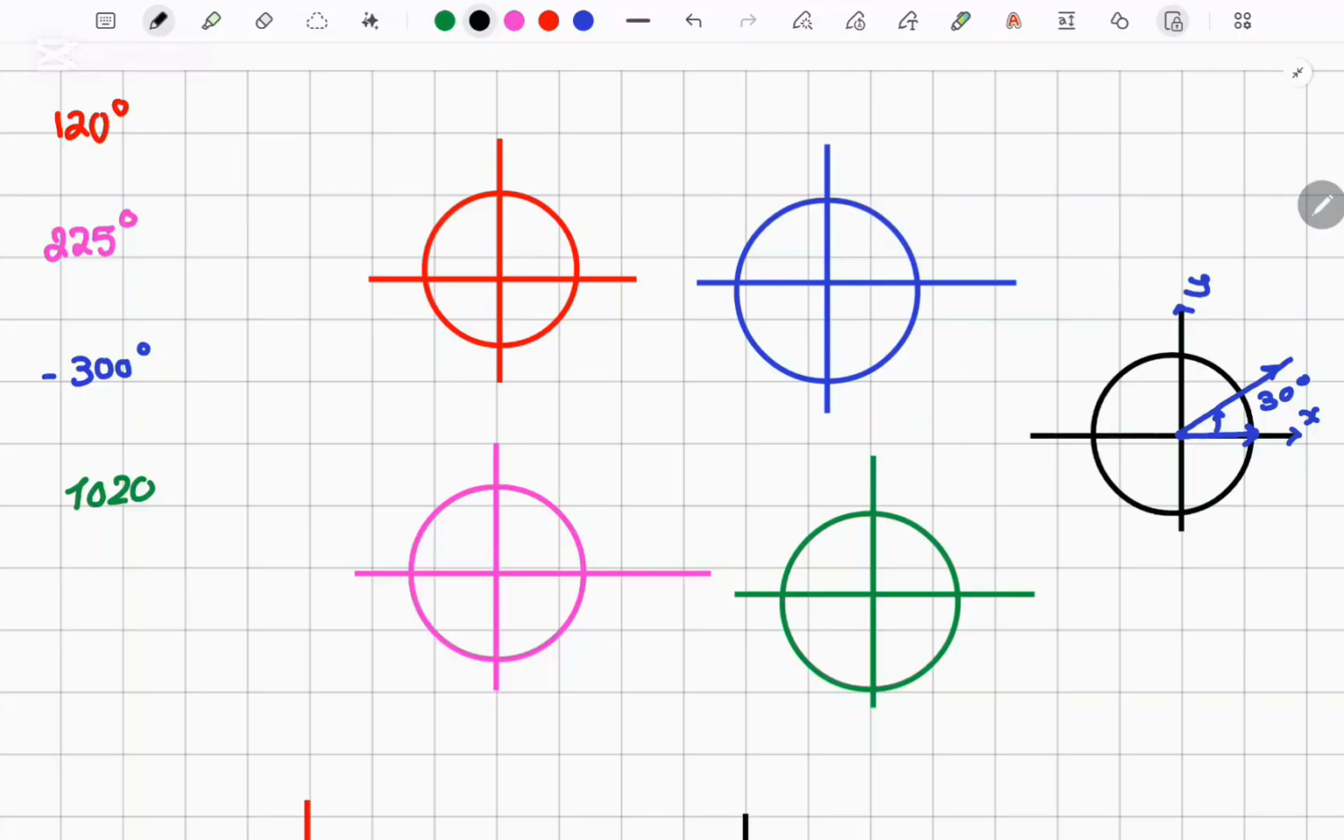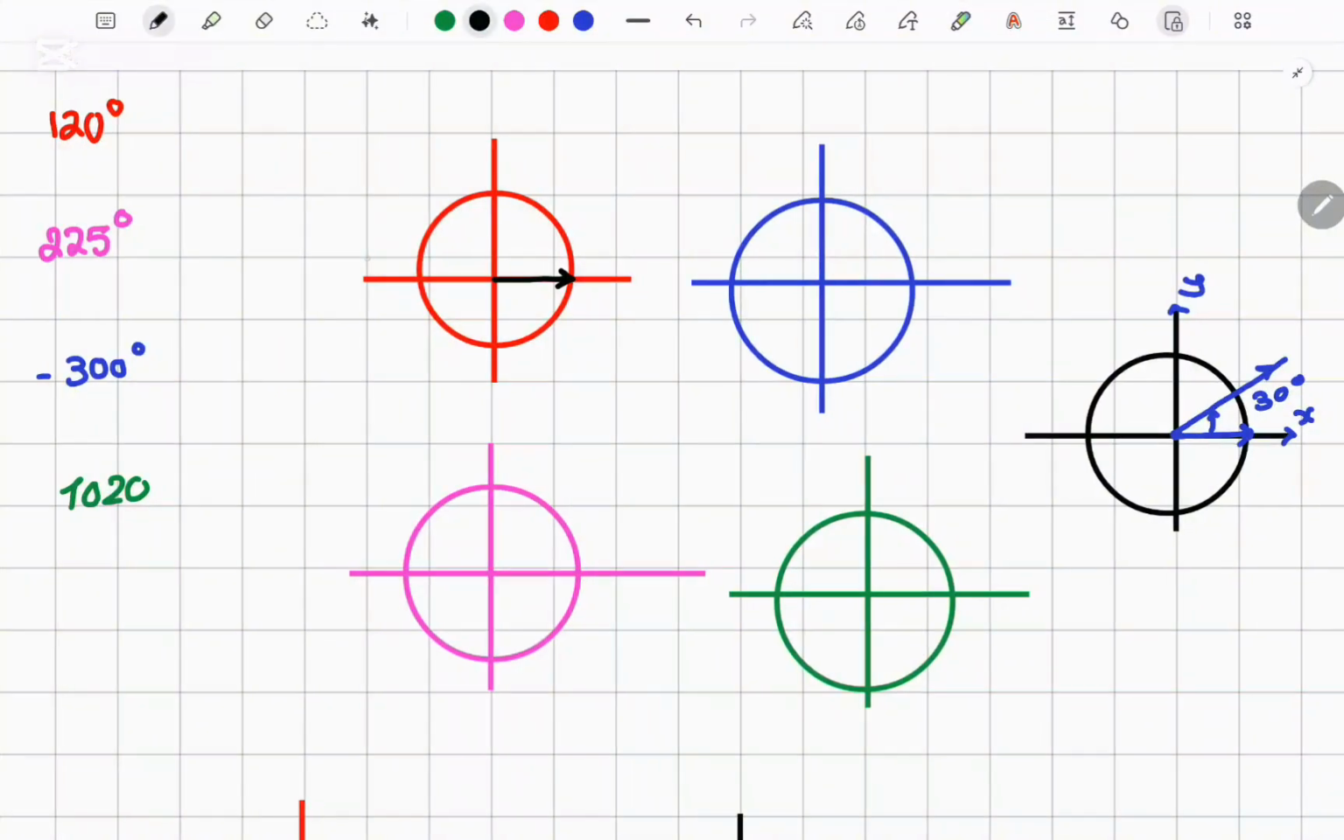First, I have to show 120 in the standard position. The initial side is always the positive side of the x-axis, so it's going to start from here. I know that until this part, it's going to be 90 degrees, and until here, it's 180 degrees, right? So I know that this is going to be 180 degrees, but I want 120. 120 is just like 30 degrees more than 90, right? So this is 90, and it's going to be 30 degrees more. Let me use the technology.